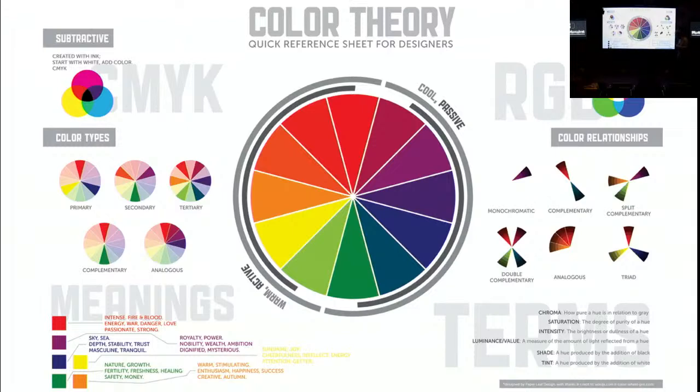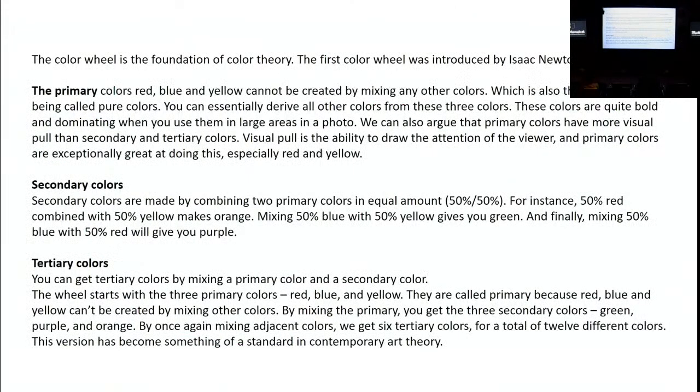So color is not just pure science, it's not just a theory, it's also about emotions, about expression of your own feelings. And here I promised you to quickly look at how colors are divided into groups, like primary colors. These are red, blue, yellow, and these are pure colors, so they cannot be made by mixing other colors. Secondary colors are 50-50. For instance, 50 red and 50 yellow makes orange, right?